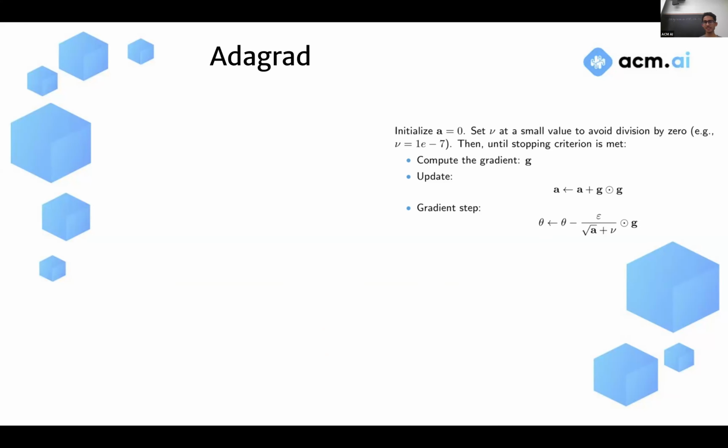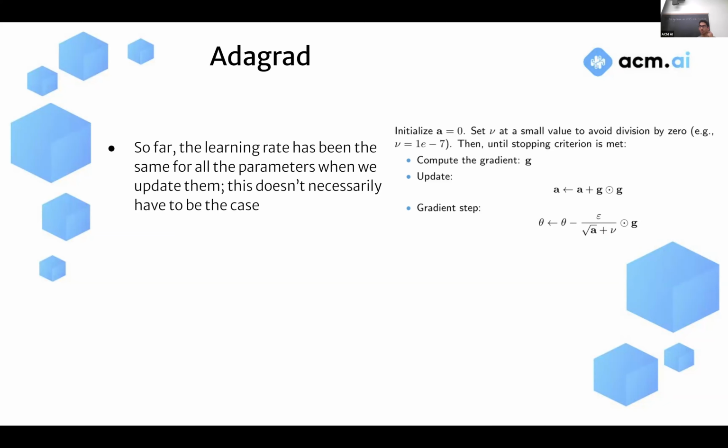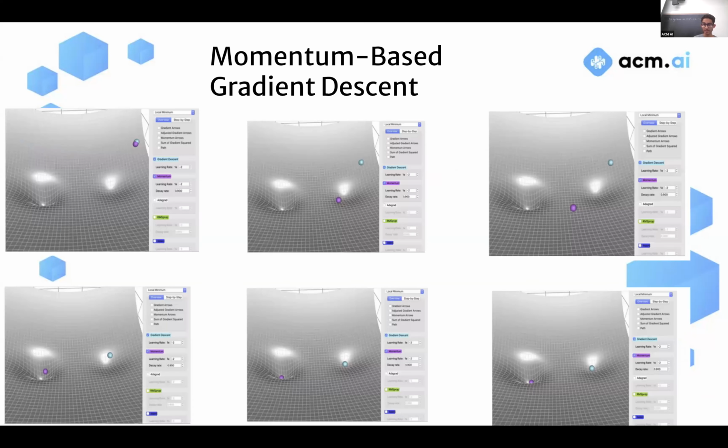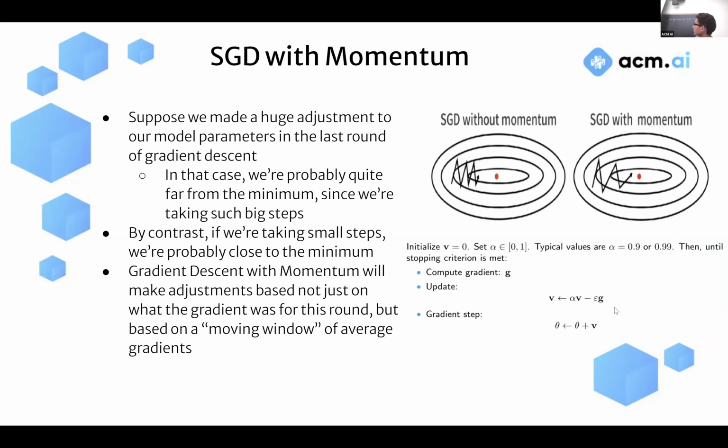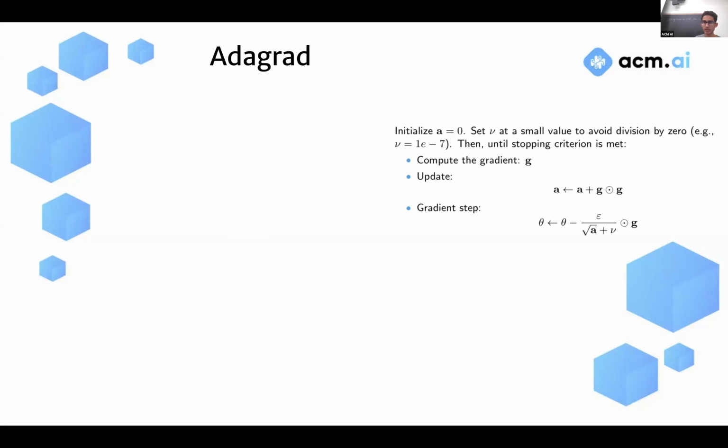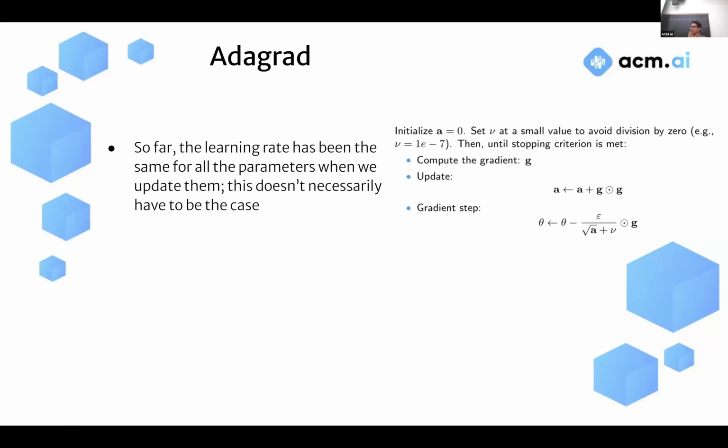Okay, next up, we're going to discuss AdaGrad. So far, as we talked about with momentum-based gradient descent, this epsilon term has been constant for all the parameters. All the weights, all the biases, they have the same learning rate. But that might not necessarily be what you want.